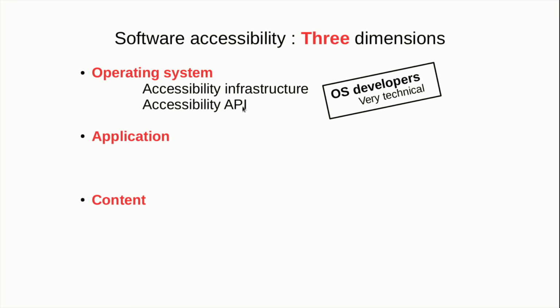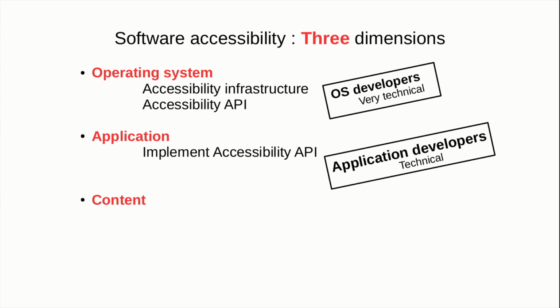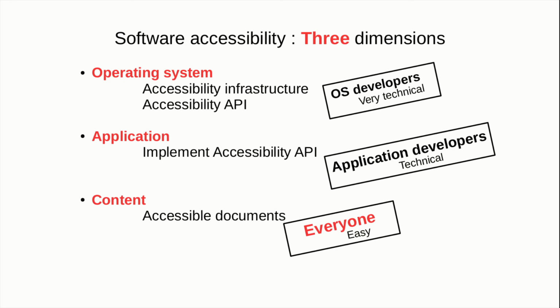Then the application has to implement this accessibility interface to send to the operating system what it needs for feeding assistive technology. This is also technical, easier but still quite technical, but it's implemented by the application developers. And the third level is that users, everyone, should create accessible documents. This is not difficult at all, actually. Everybody can do it. It only requires that users conform to a few simple guidelines. Thank you.